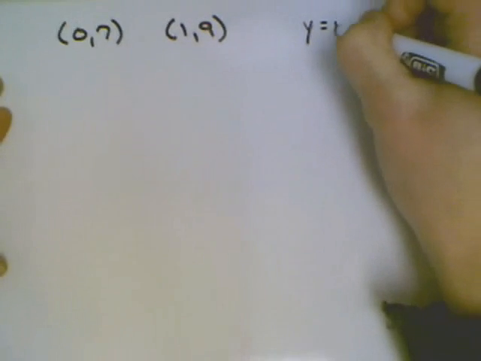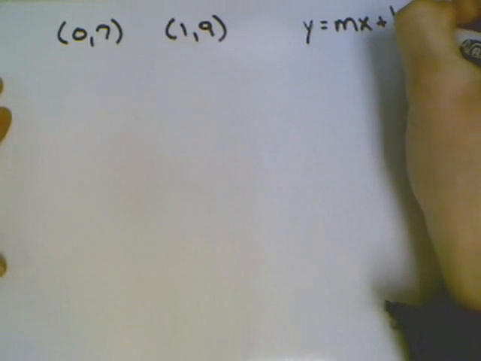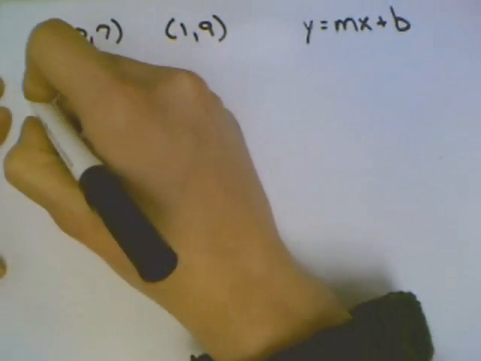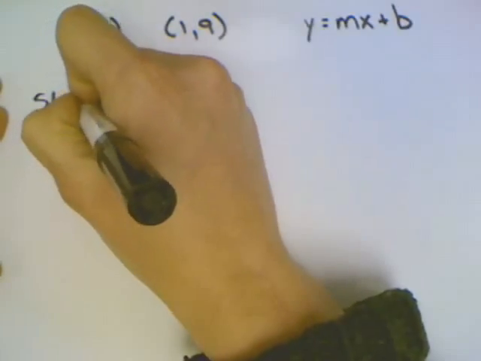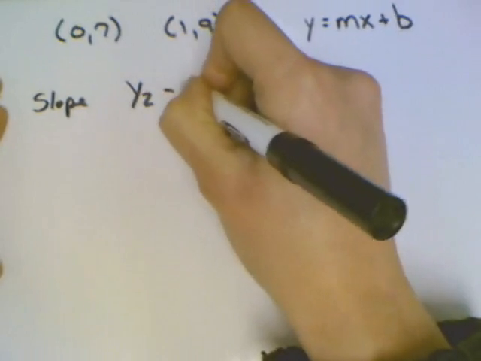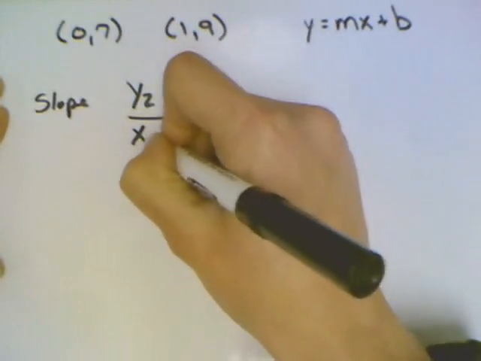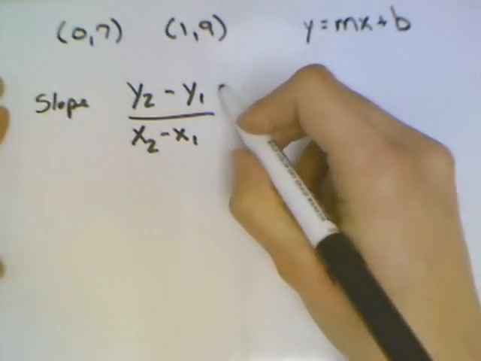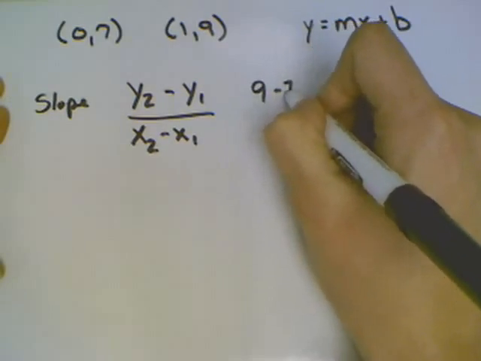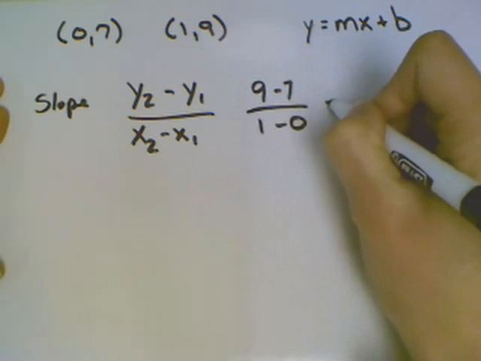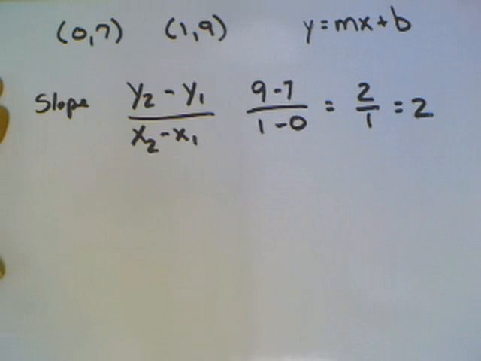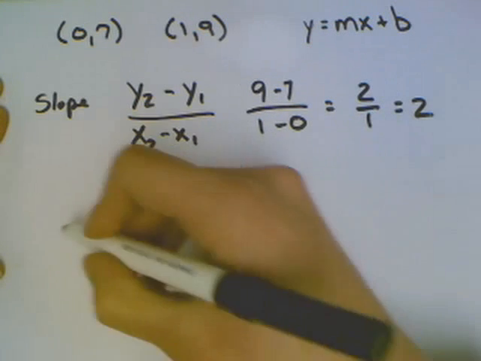Now I'm given 2 points. I have a much harder time now trying to figure out my slope and my y-intercept, but I'm still going to look for these two numbers so I can write the equation. Well, I have 2 points, and I can find the slope of 2 points with a formula we used in a previous section: (y2 - y1) over (x2 - x1). So I'm going to find the slope using this formula. So it would be (9 - 7) over (1 - 0), so this is 2 over 1, which is 2. The slope of this equation is 2.